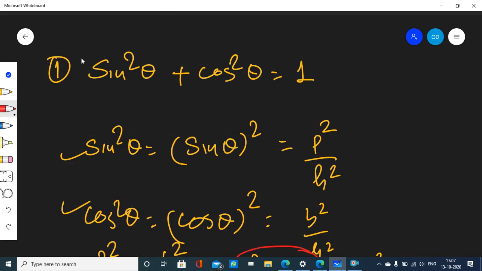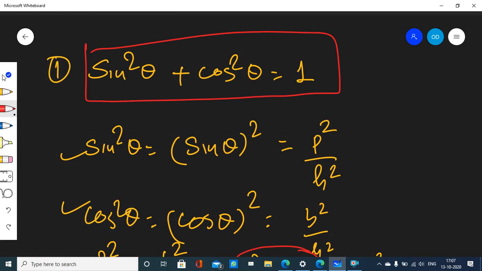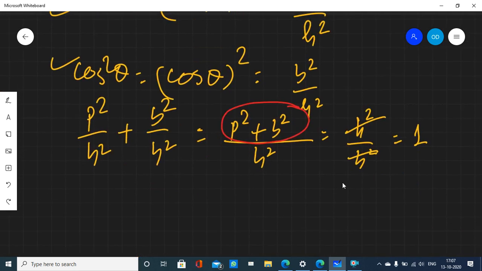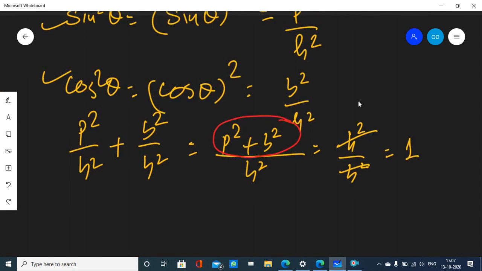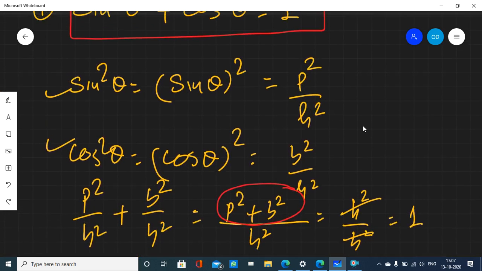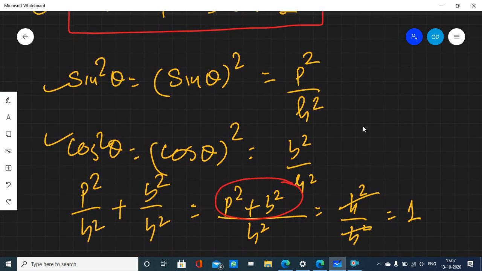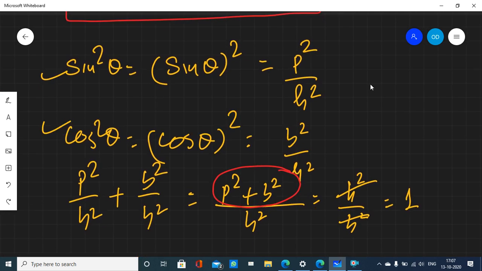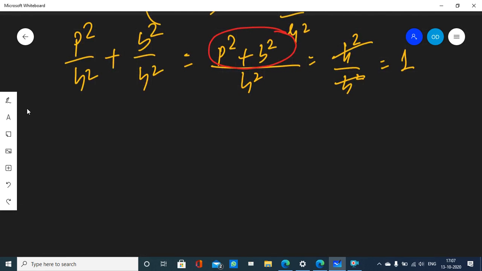So you have to memorize this formula by heart. And this derivation can also be asked as a 2 mark question, not a long question. It's a very simple derivation, right?